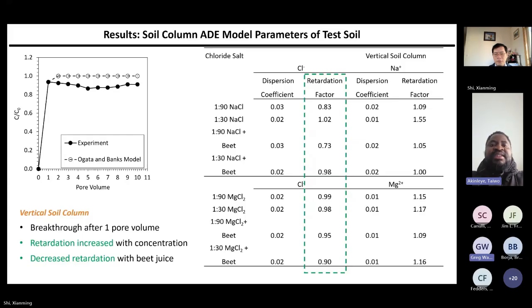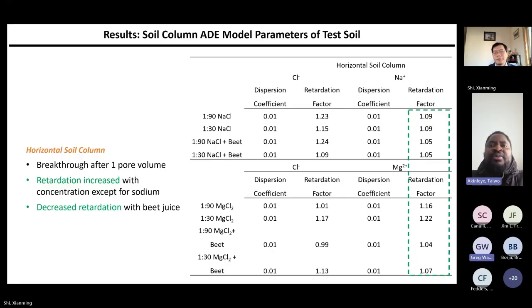Two is that we had a decreased retardation with beet juice. Once beet juice is introduced into the system, we notice that the interaction between the particles and the cations and anions in the salt reduces greatly. And that also reduced the travel time of these cations and anions through the soil. And it means that they can reach groundwater faster.